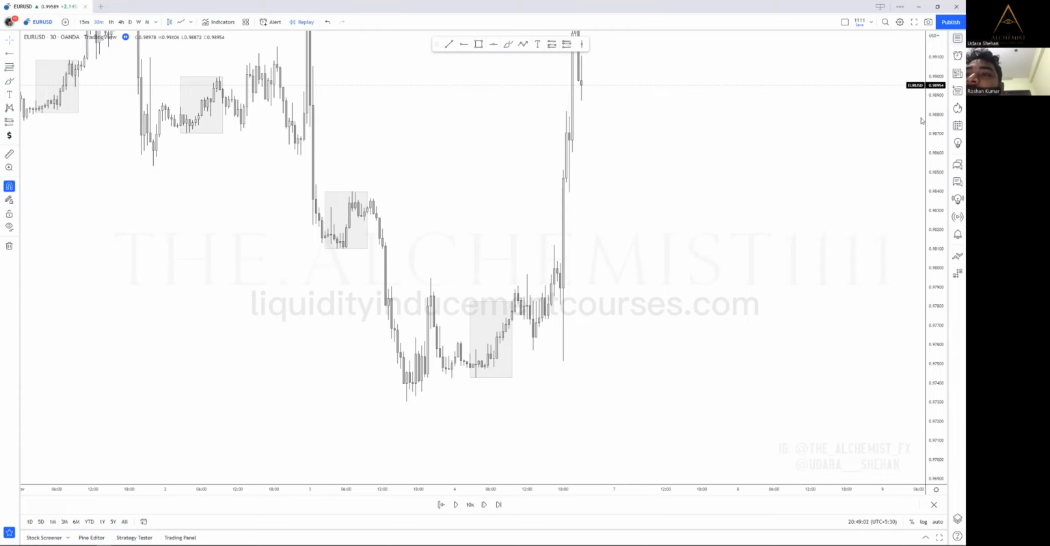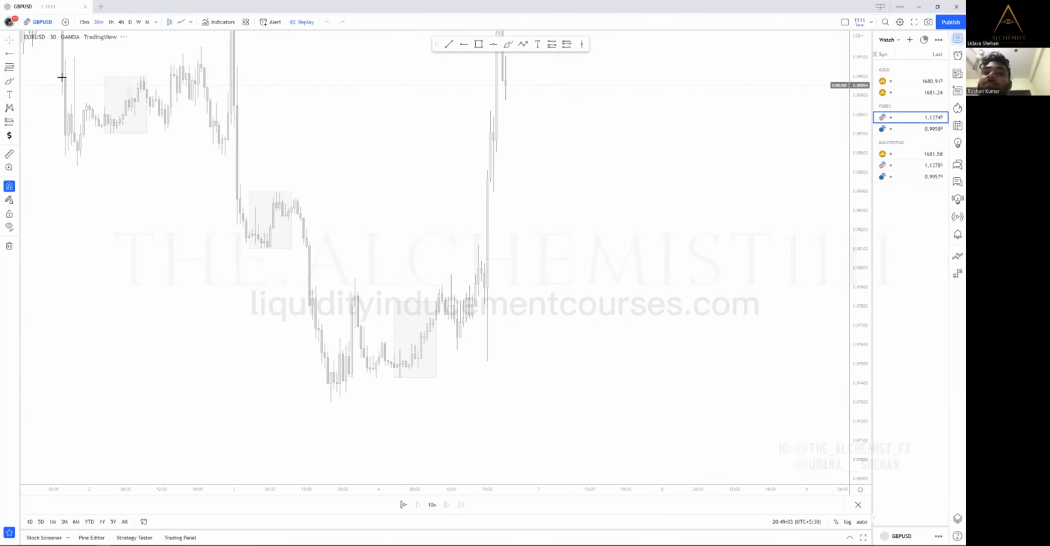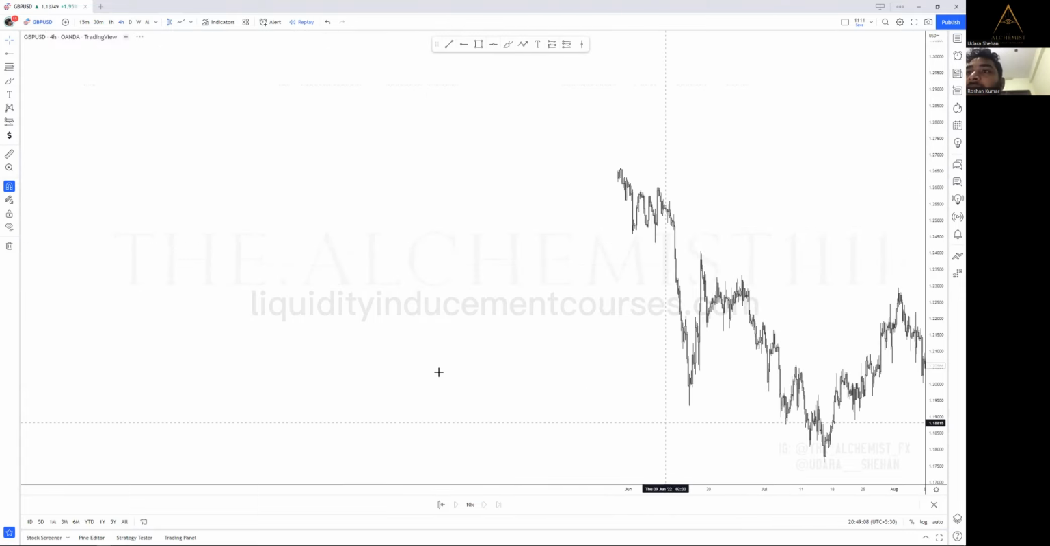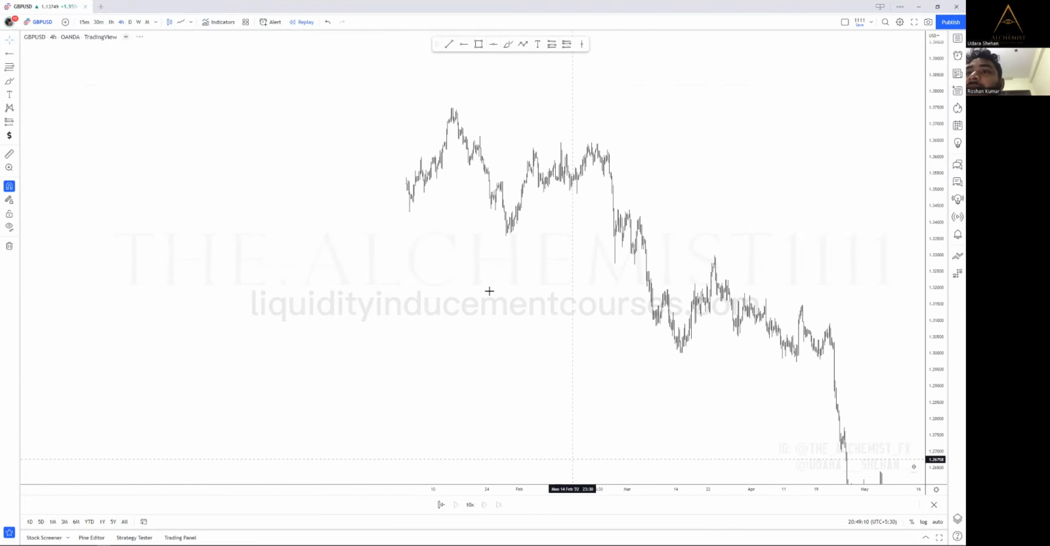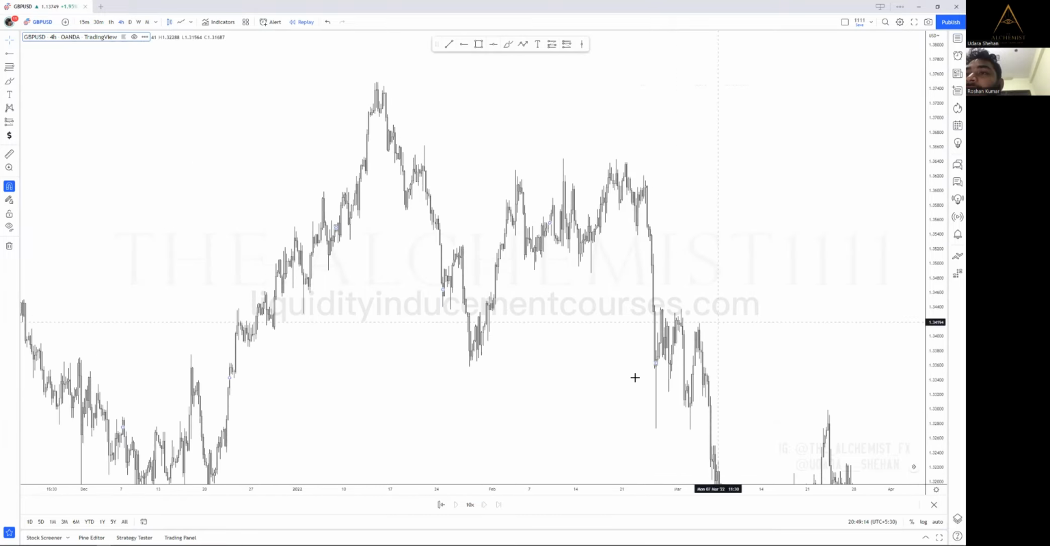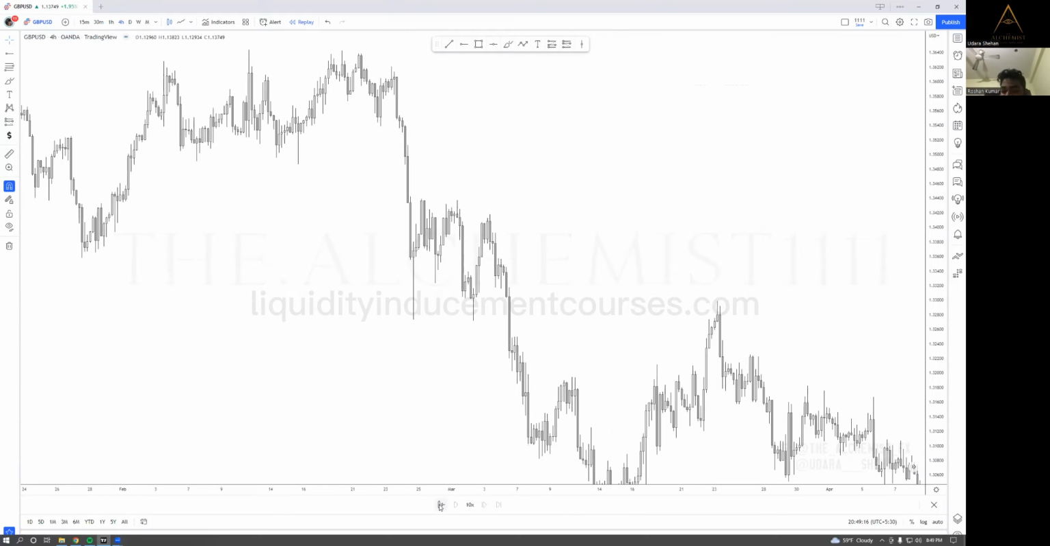So I'll show you more examples. Let's go to GU. Remember, we're not going to just focus on every single pair. It'll be EU, GU, and gold. Those are the pairs that I trade. So I'll show you. Now look at this one. We have a nice example in here.